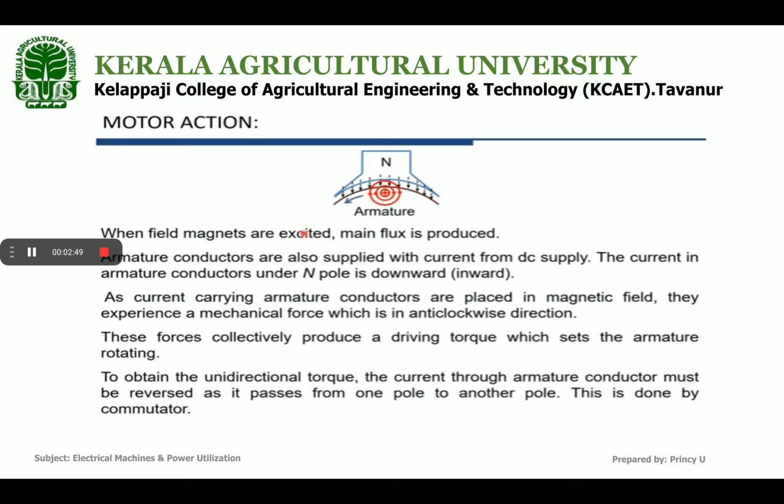To obtain a unidirectional torque, the current through the armature conductor must be reversed as it passes from one pole to another pole. So to produce a unidirectional torque, what should we do? The current through the armature conductor must be reversed as it passes from one pole to another pole. This is done by the commutator. So for a reversal of current, we need a commutator. A commutator will be there in a DC machine, so it will produce unidirectional torque.